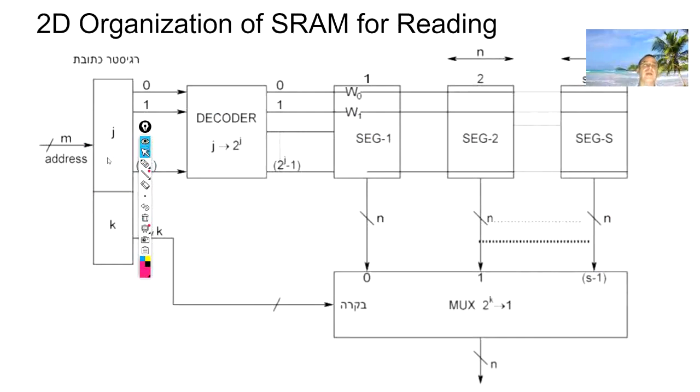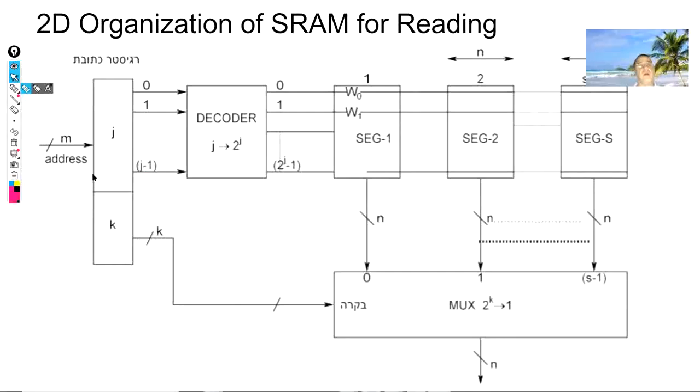So I can take the same M addresses and divide them into two sections. These are just arbitrary sections. Let's say this is 2 bits over here, and this will be M minus 2. If M is 32, then this will be from zero to 29.